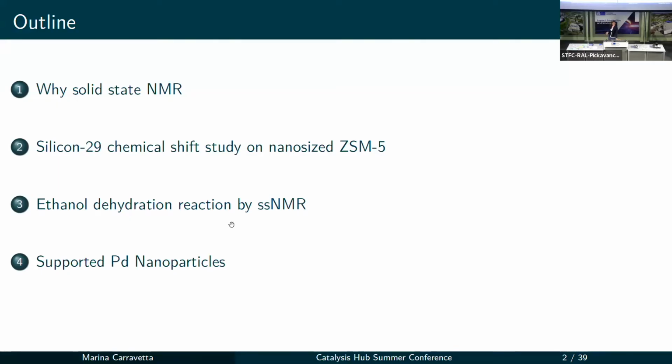Then I will have some experiments on ethanol dehydration reaction followed by NMR using operando methods. And then I will show you a number of studies on supported palladium nanoparticles, again by NMR.